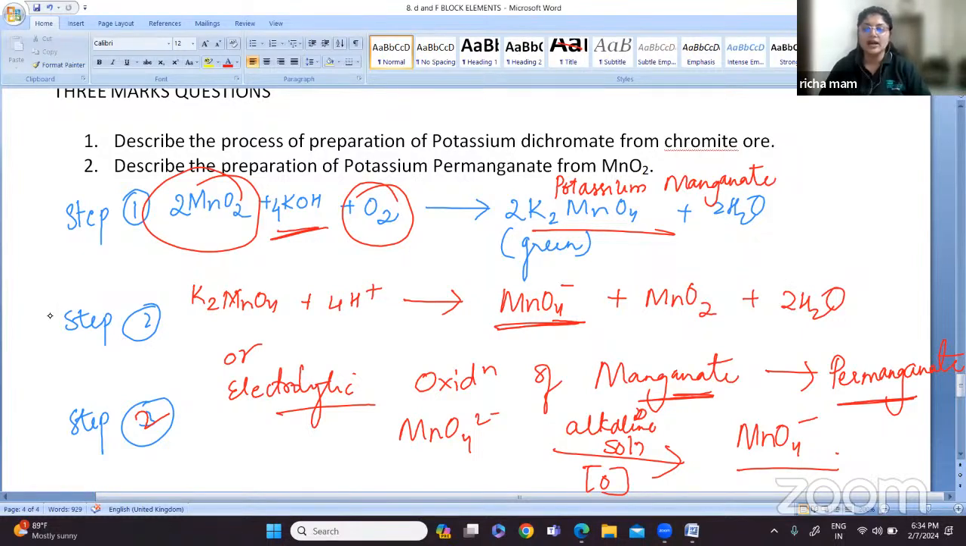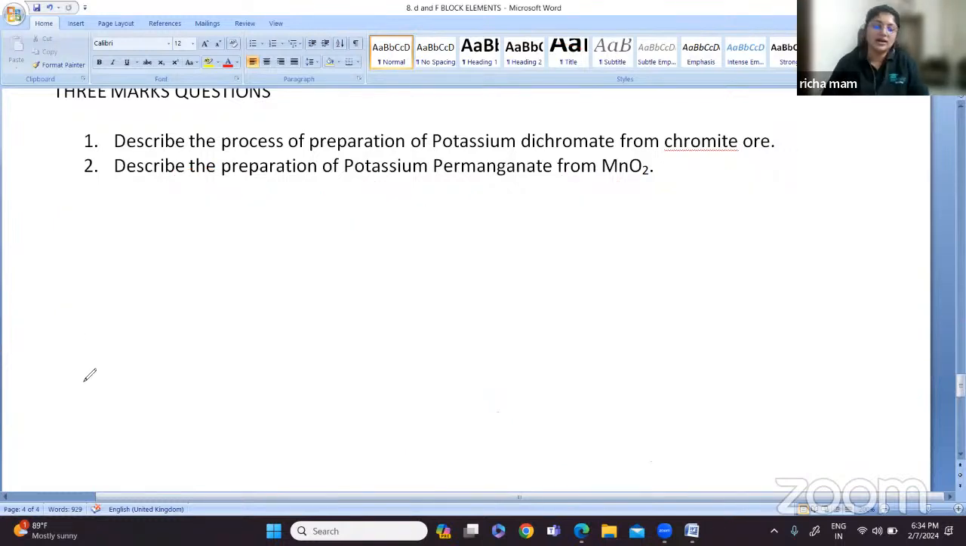Are these questions clear? Yes, students, any doubts still here? So we have seen 2 marks and 3 marks questions. The preparations are very important.